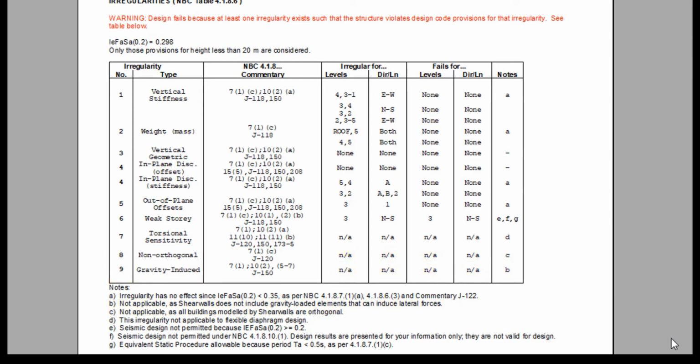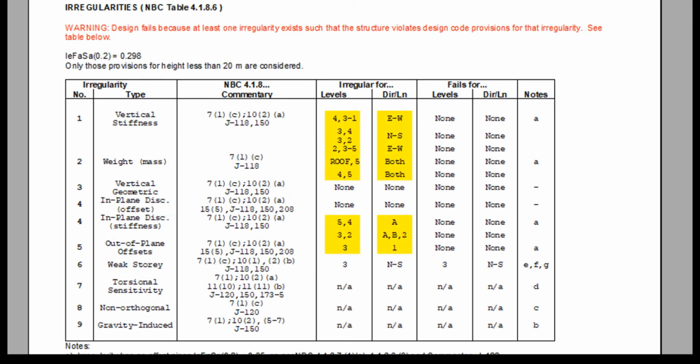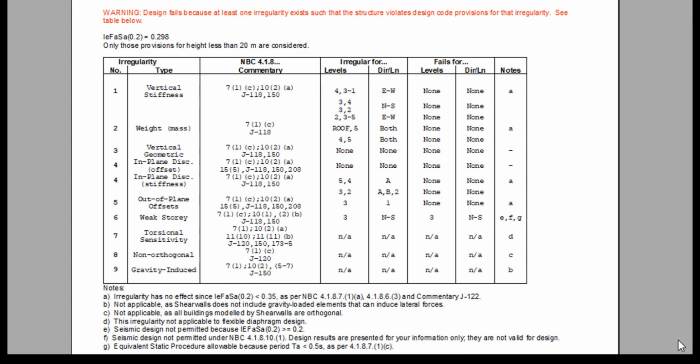If an irregularity is detected, the table will list where in the structure it is located and whether the irregularity fails. Sometimes irregularities are detected but do not cause a failure, and that is reported in the Irregular For columns. The Fails For column indicates that for your structure, the existence of that particular irregularity is not permitted. This could be that the equivalent static force procedure is not permitted and a dynamic procedure is needed, or that the irregularity is not permitted at all for this building height.